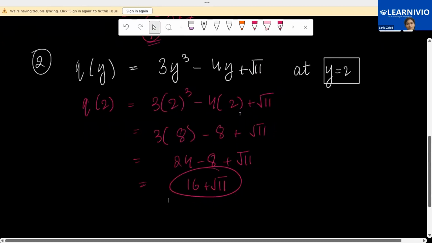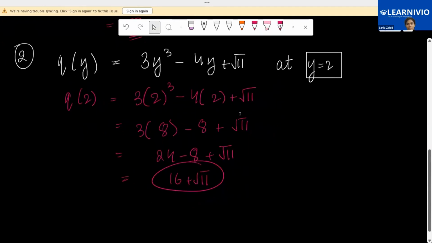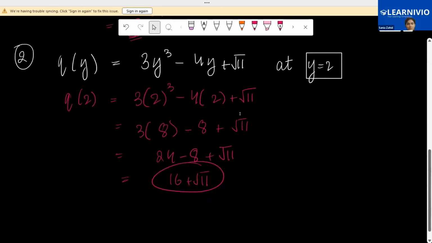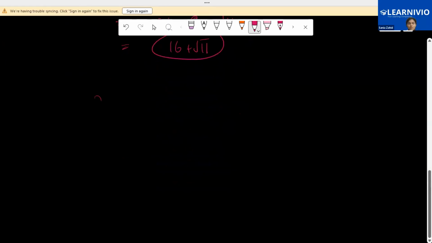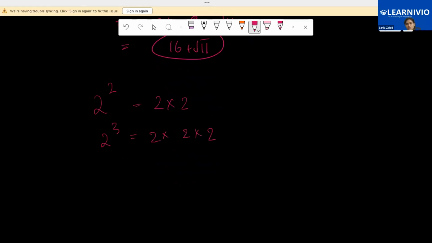Okay, children? Ma'am, how did you get the value from 2 to 8? Because it's 2 cube. See, here there was y cube, so I'll put 2 cube. But then how did you get 8? So what is the meaning of 2 cube, Hafsa? 2 square? No, 2 square and 2 cube are different things. 2 square means 2 into 2. And 2 cube means 2 into 2 into 2. Okay. So 2 square is 4 and 2 cube is 8.